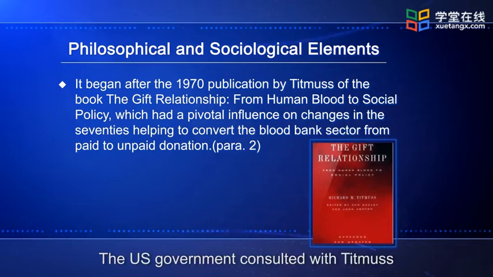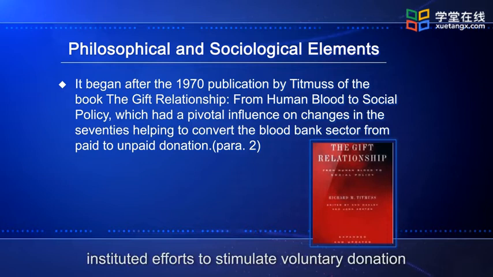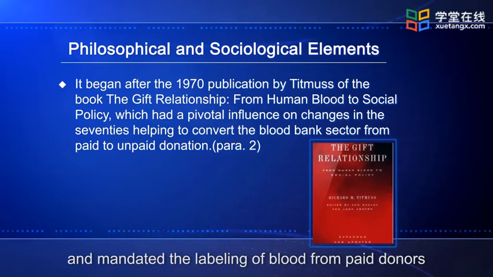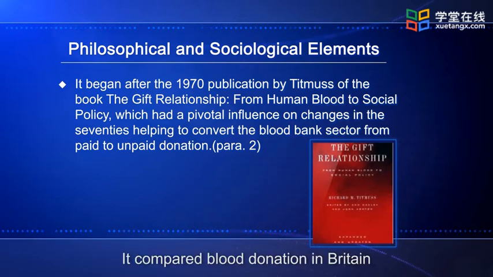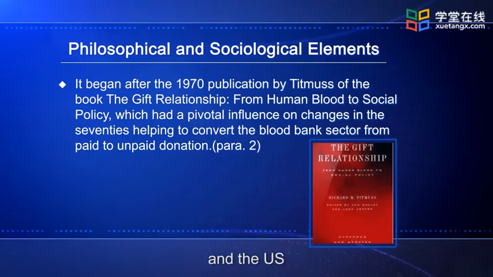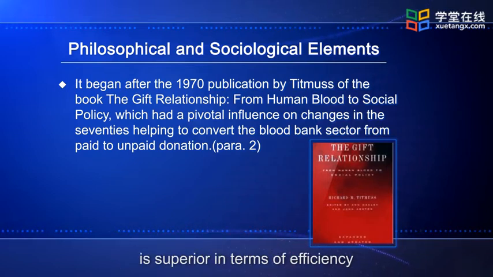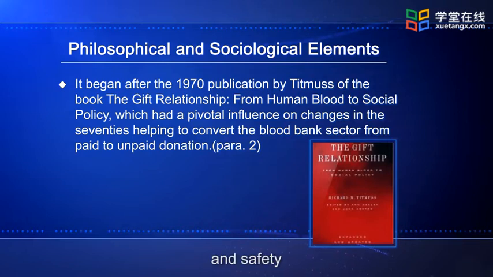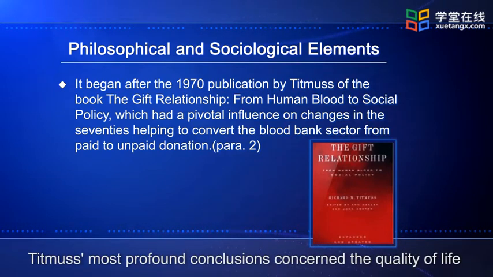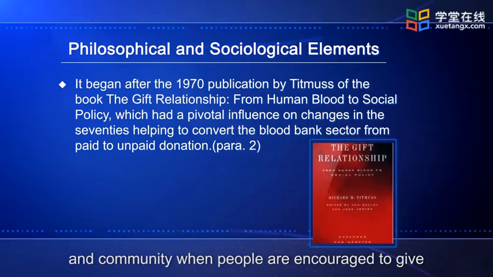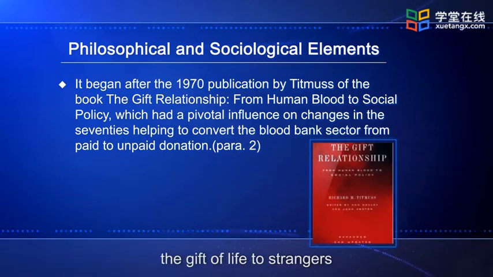The US government consulted with Titmuss, instituted efforts to stimulate voluntary donation, and mandated the labeling of blood from paid donors. It compared blood donation in Britain and the US. It concluded that the voluntary system is superior in terms of efficiency, efficacy, quality, and safety. Titmuss' most profound conclusions concerned the quality of life and community when people are encouraged to give the gift of life to strangers. When blood becomes a commodity, he argued, its quality is corrupted.